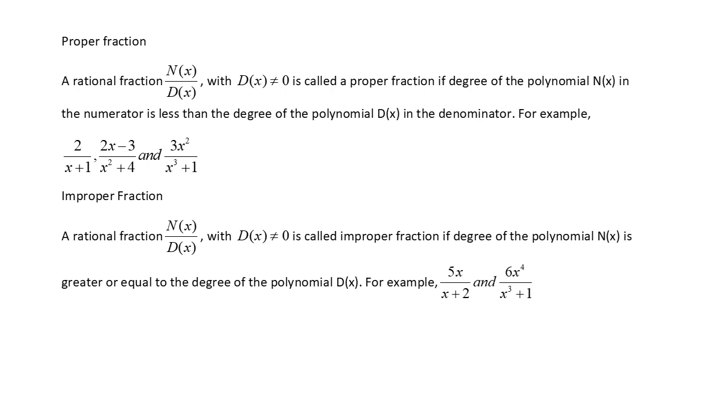Improper fraction: a rational fraction N of x over D of x with D of x not equal to 0 is called an improper fraction if the degree of the polynomial N of x is greater than or equal to the degree of the polynomial D of x. For example, 5x over (x plus 2) and 6x to the power 4 over (x cube plus 1).